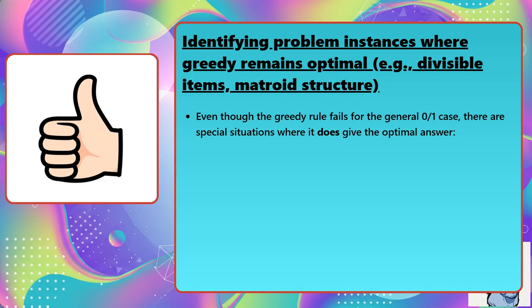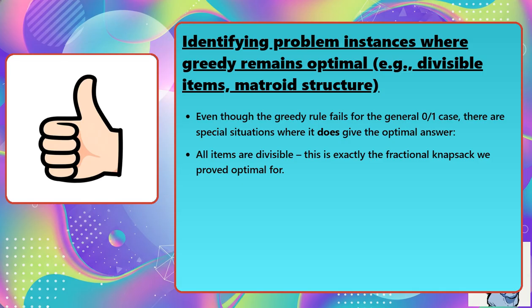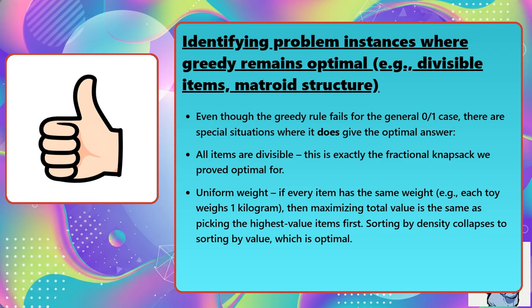Even though the greedy rule fails for the general 0/1 case, there are special situations where it does give the optimal answer. All items are divisible. This is exactly the fractional knapsack we proved optimal for. Uniform weight: if every item has the same weight, for example each toy weighs 1 kilogram, then maximizing total value is the same as picking the highest value items first. Sorting by density collapses to sorting by value, which is optimal.